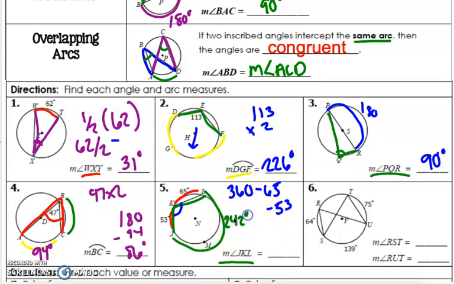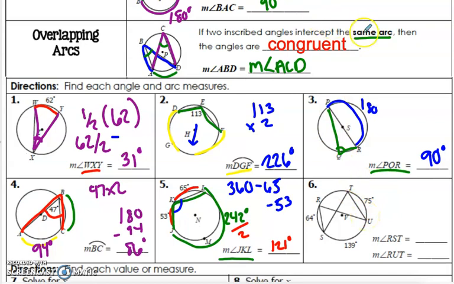So that major arc is 242 degrees, and again, the relationship between the inscribed angle and the intercepted arc is half. So let's divide that by 2 to get 121 degrees. Okay?